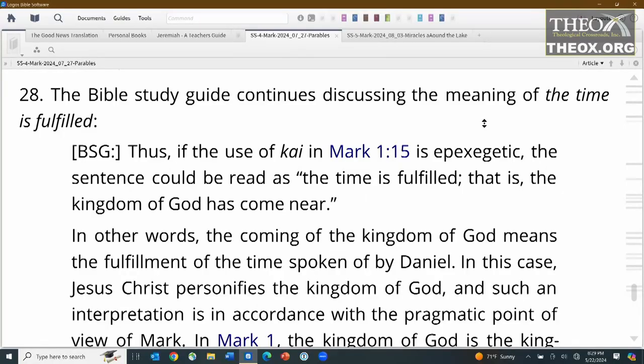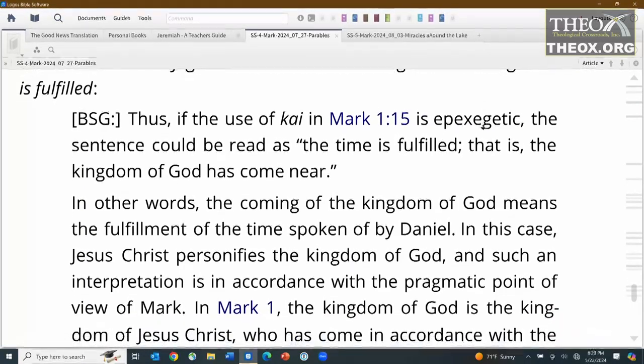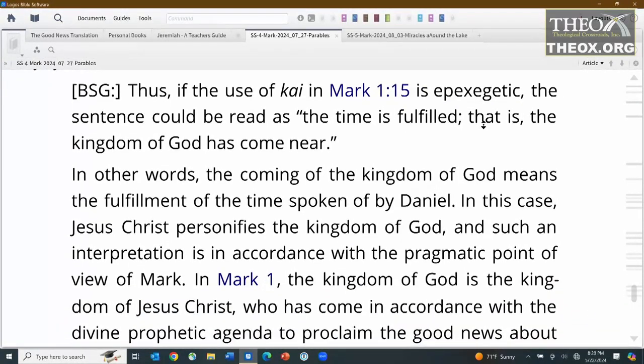The Bible study guide continues discussing the meaning of "the time is fulfilled." Thus, if the use of chi in Mark 1:15 is epexegetic, the sentence could read as "the time is fulfilled." That is, the kingdom of God has come near. In other words, the coming of the kingdom of God means the fulfillment of the time spoken of by Daniel.